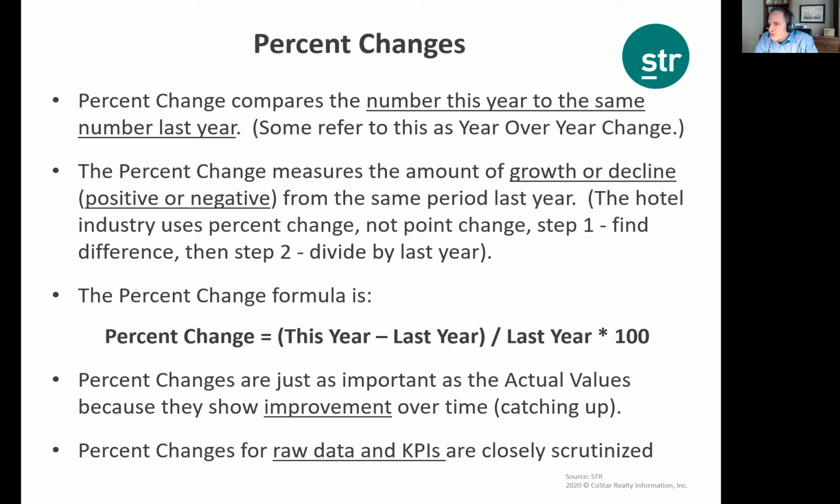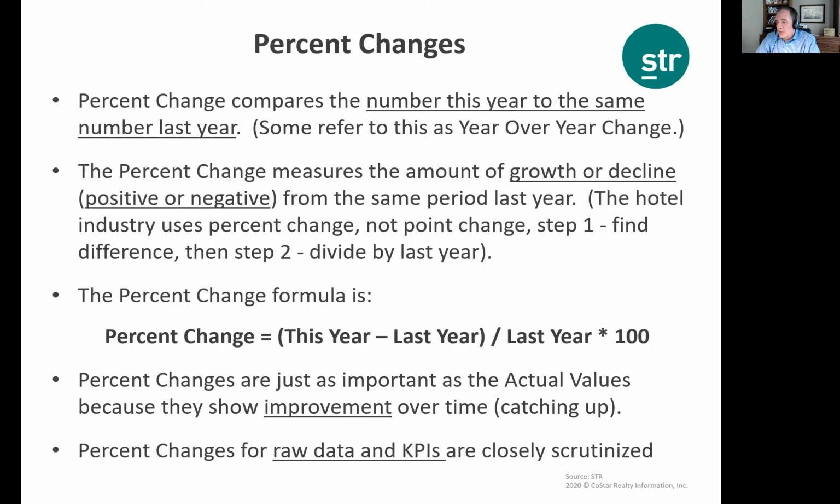So the percent change measures the amount of growth or decline. Now, it could be positive, it could be higher this year, but it could be negative. It could be lower this year from the same period last year. The hotel industry uses percent change, not point change. We'll see that in the formula. So step 1, you find the difference, and then step 2, you divide by last year.